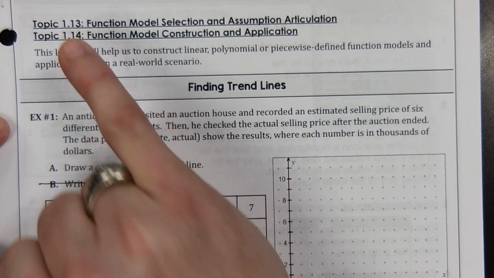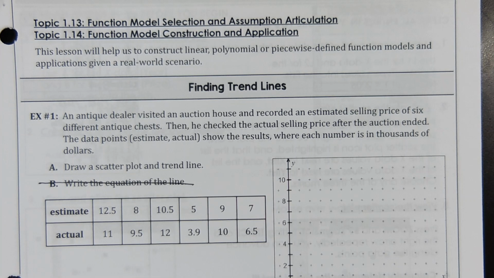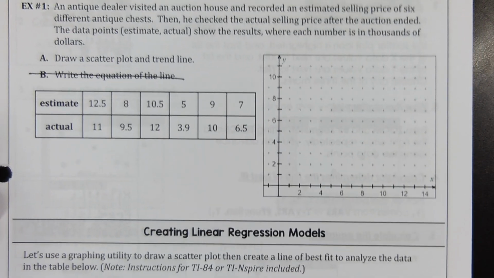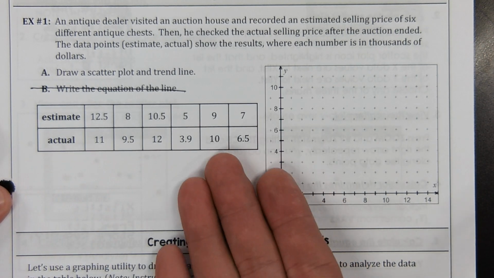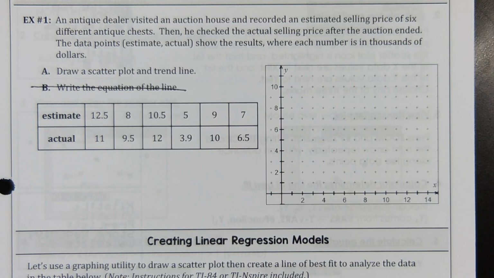We're going to cover 1.13 today, which is function model selection and assumption articulation. We're basically just going to be learning how to do some things on the calculator, okay? An antique dealer visited an auction house and recorded an estimated selling price of 6 different antique chests. Then he checked the actual selling price after the auction ended. The data points, which are estimate, actual, so X and Y, show the results below, where the number is in the thousands of dollars.